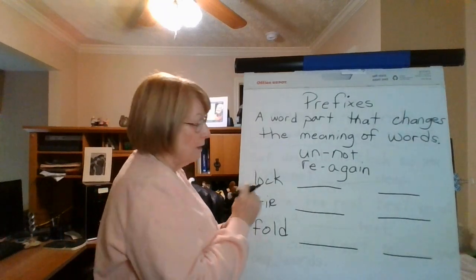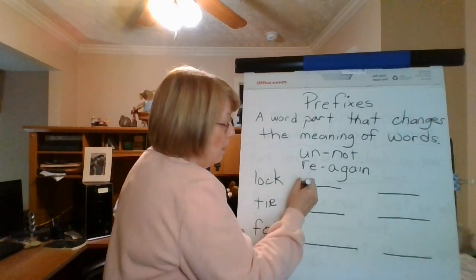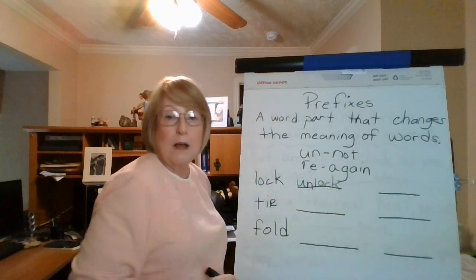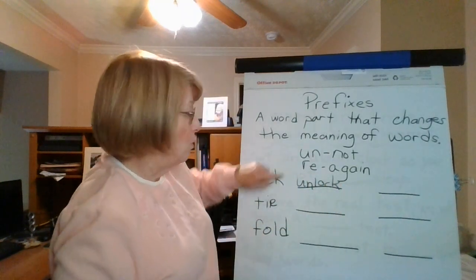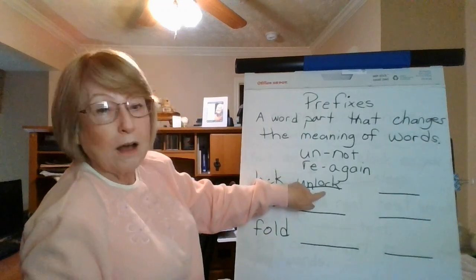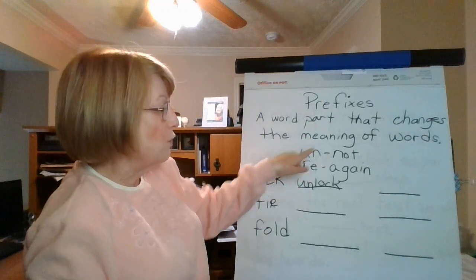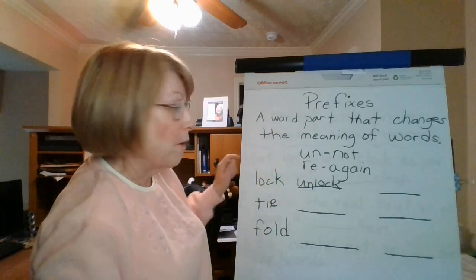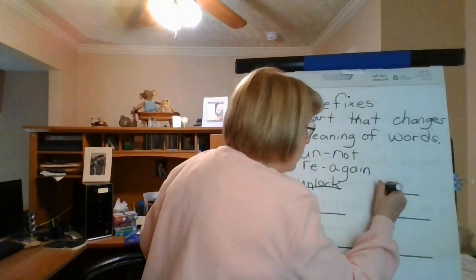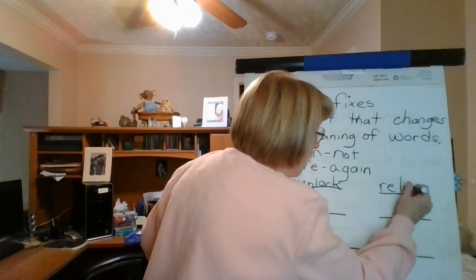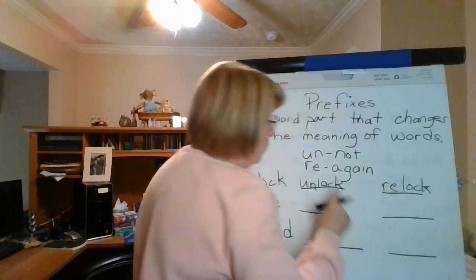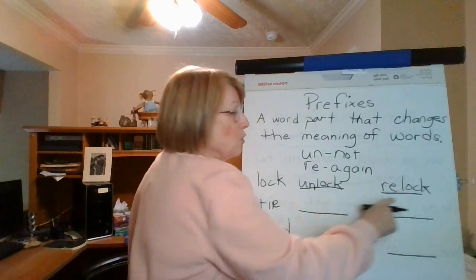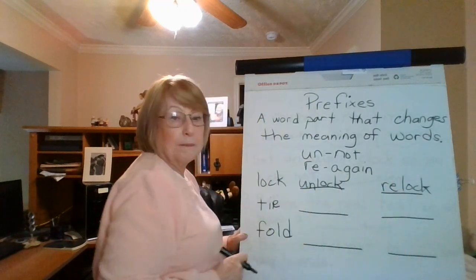First word was lock. And if we use the word un, so now we have what? Unlock, which means not locked. That's what we mean by if you know what a prefix means, you can understand what words are. Here's the other one, relock. Re means again, so if you relock it, that means you're going to lock it again.